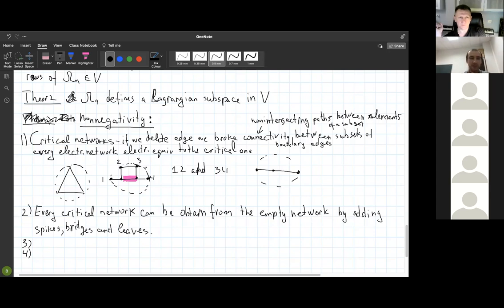So the idea is as follows. I skip many details, and you see the definition is not quite good here, but the idea is that we could prove the non-negativity like this.